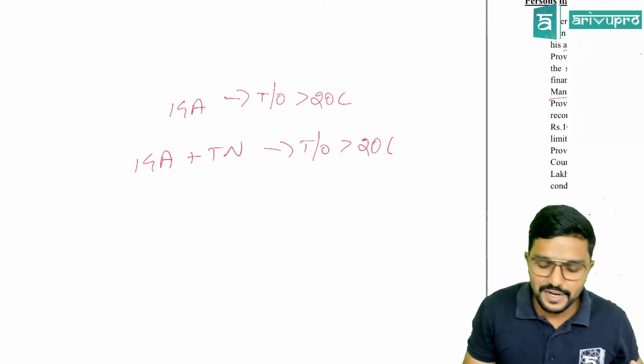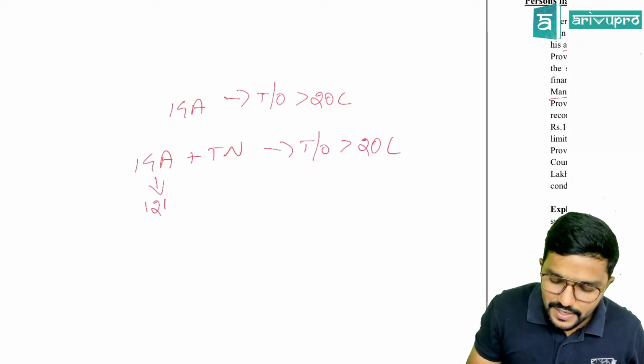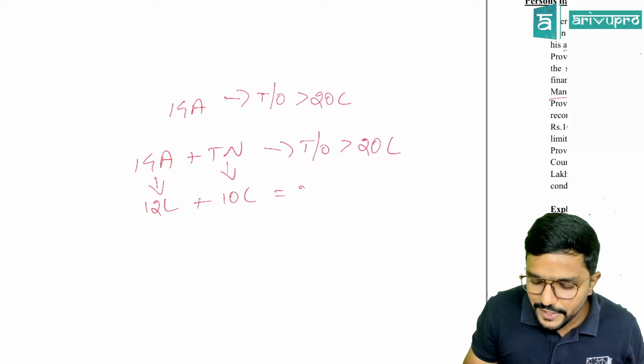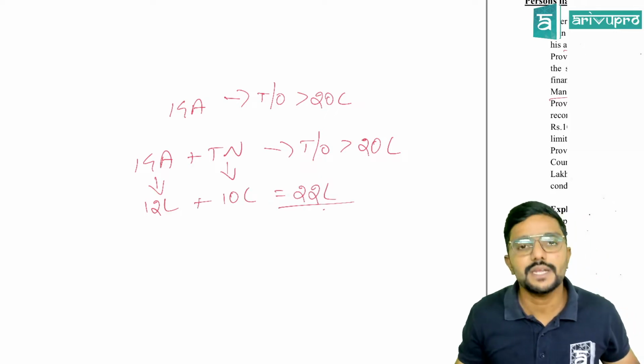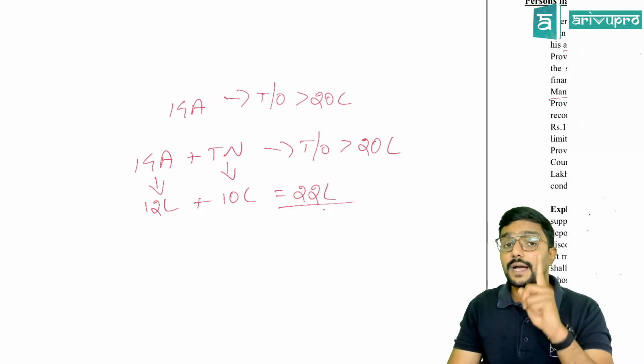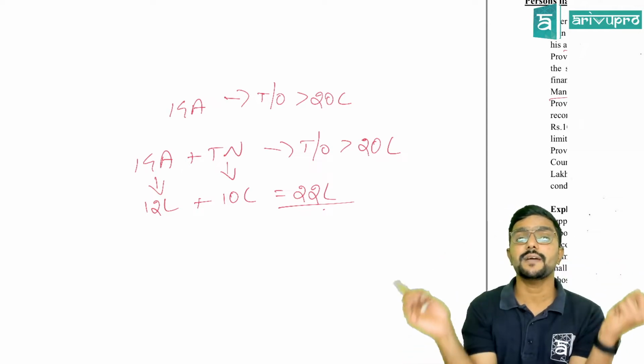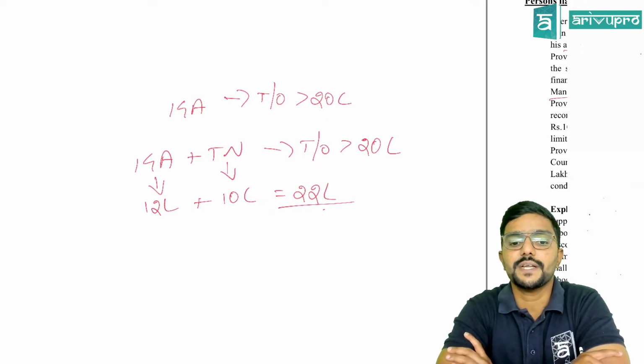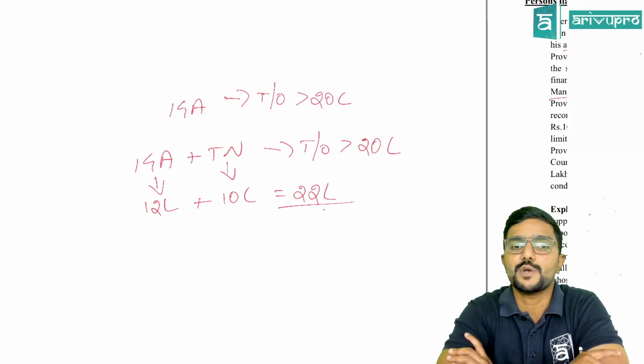Agree. Now assume from Karnataka the turnover is 12 lakh, and from Tamil Nadu it is 10 lakh. So how much is your total? 22 lakh. Should I get registered? Yes, you have to get registered because aggregate turnover should be calculated on an all India basis. So for both the branches, add the turnover. So what is your aggregate turnover? Both the branches added together, 22 lakh.